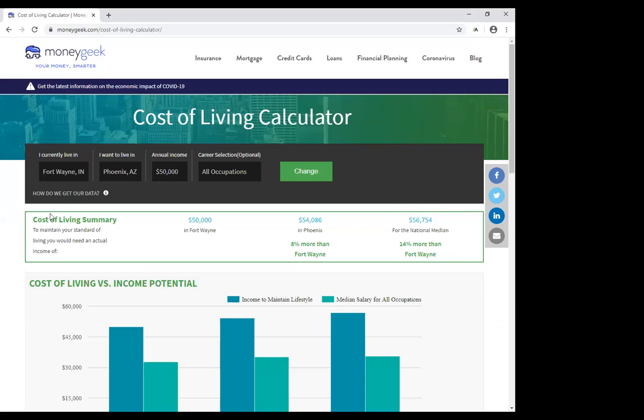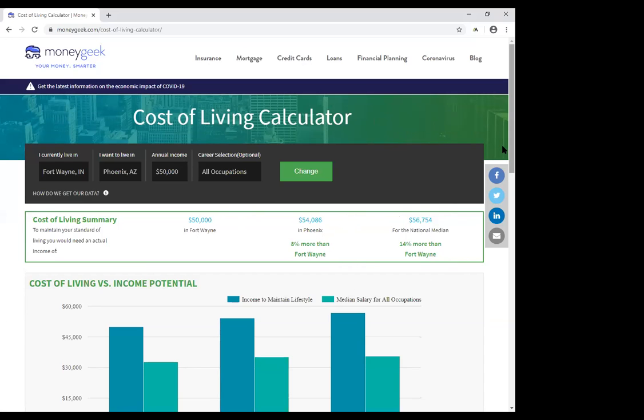And so here we have the cost of living summary. So in Fort Wayne, we make 50. In Phoenix, I would need to make 54 so that I can have the same lifestyle, right? Because Phoenix is going to be more expensive than Fort Wayne. And then it even gives you the national median for the whole country.